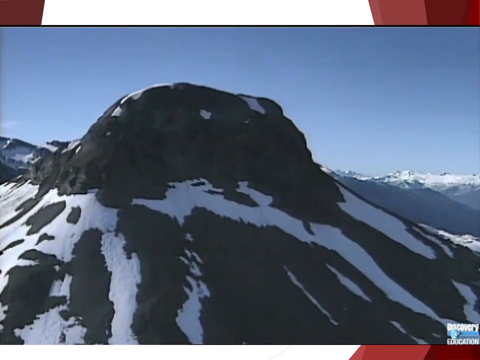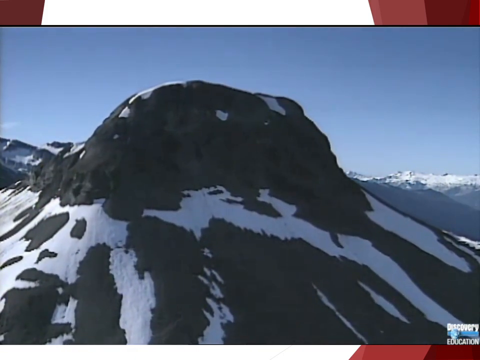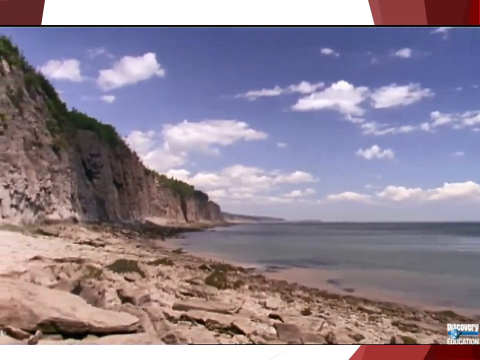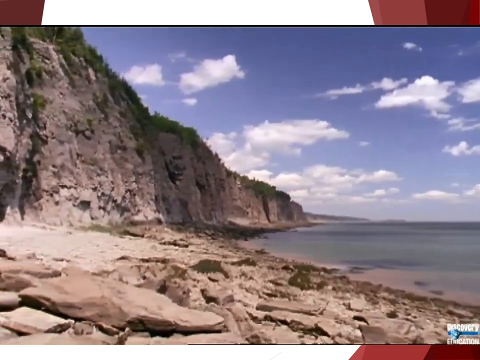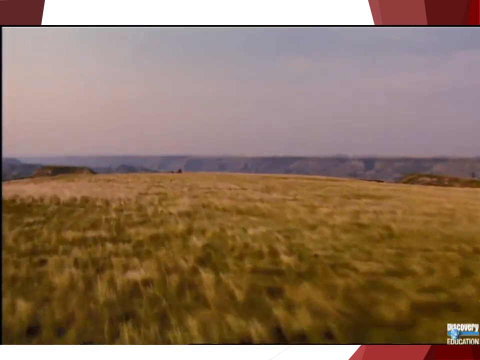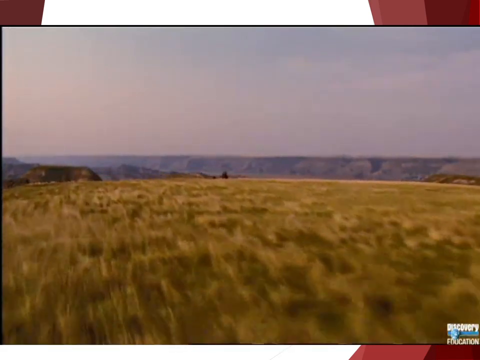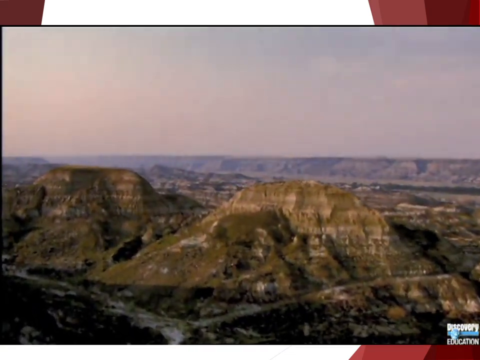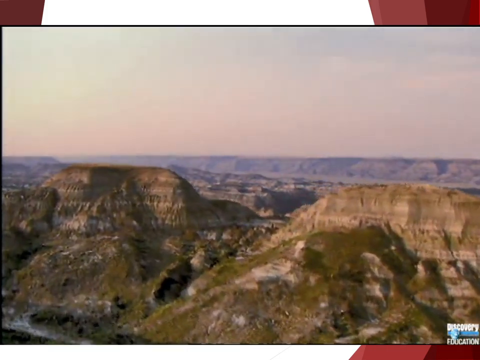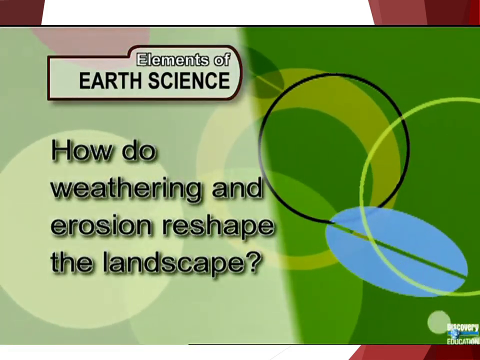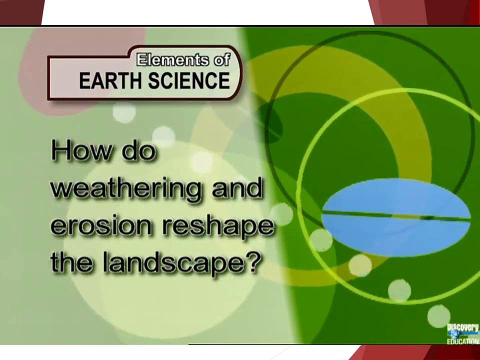What could be more permanent than a massive mountain range? Cliffs along a shoreline seem eternal. Extensive plains look like they have always been there. And yet, all of these landforms are constantly being changed and modified by the forces of weathering and erosion. As you watch this program, think about, how do weathering and erosion reshape the landscape?